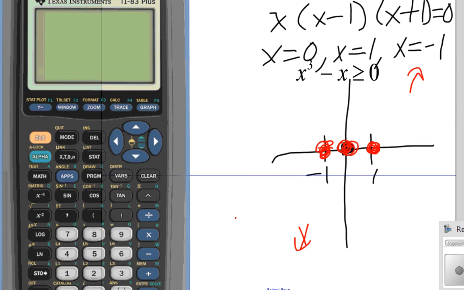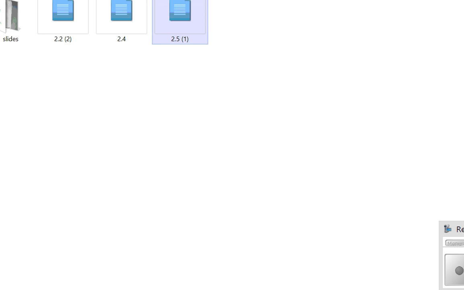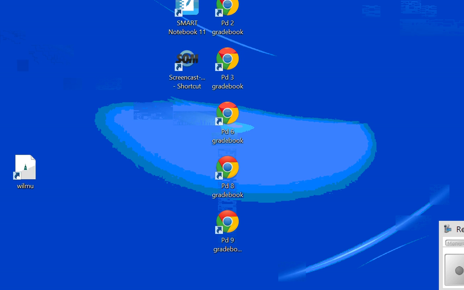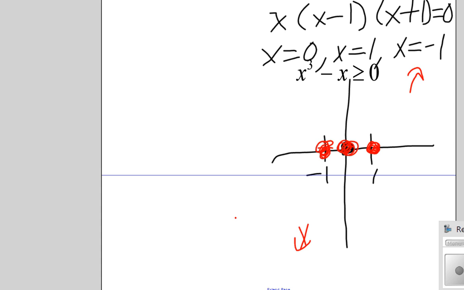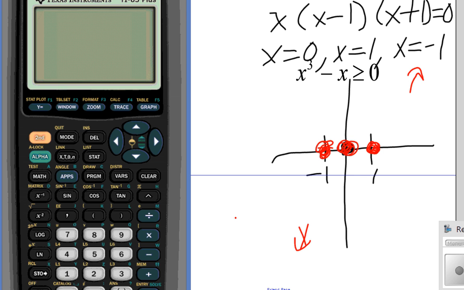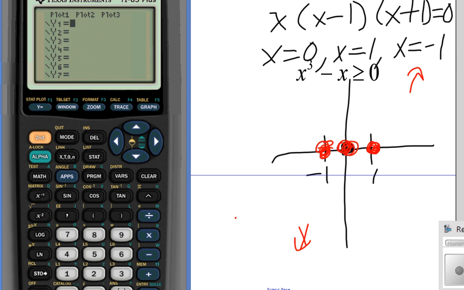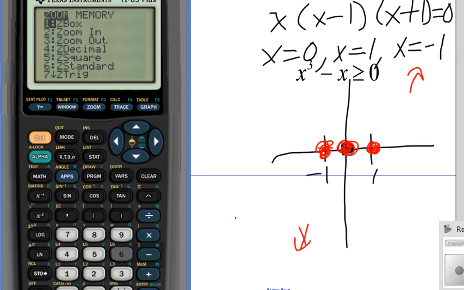All right. I am going to restart my calculator. Thank you for your patience. There we go. There it is. All right, y equals, and I'm going to put this polynomial into my calculator. I've got x to the power of 3 minus x. All right, I'm going to graph this on a standard viewing window.